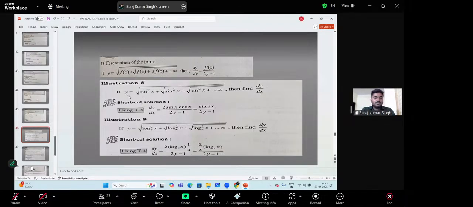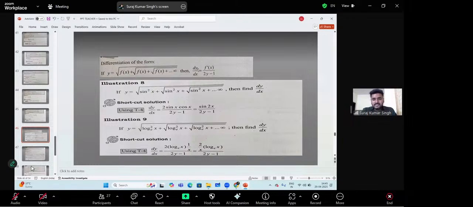Okay, let's see one example by using this trick. The question is: if y equals root over sine square x plus root over sine square x plus root over sine square x plus dot dot dot till infinity, now we have to find the value of dy by dx. You can see the function f of x as sine square x is given.